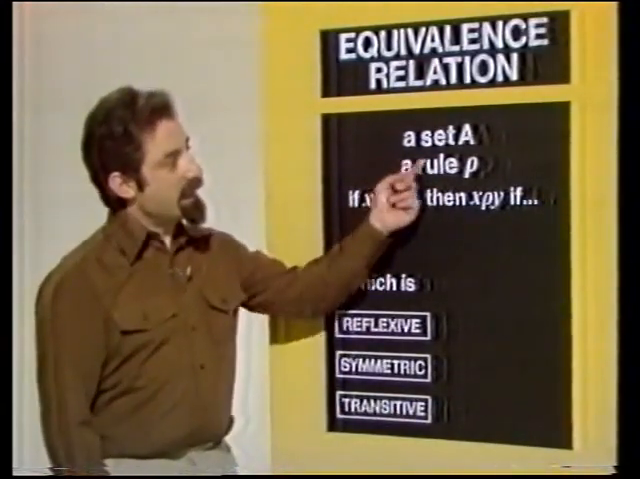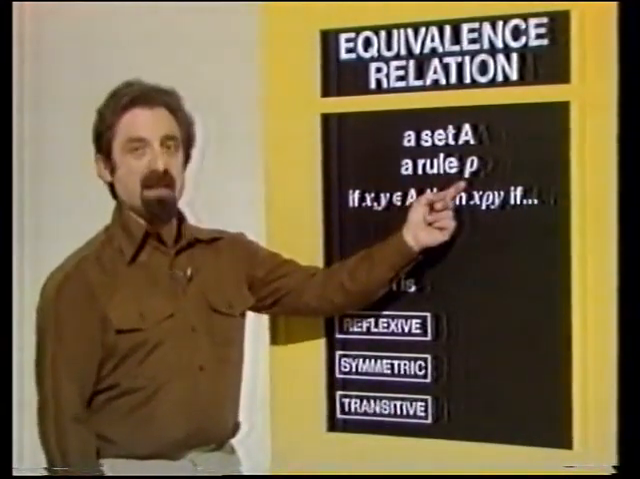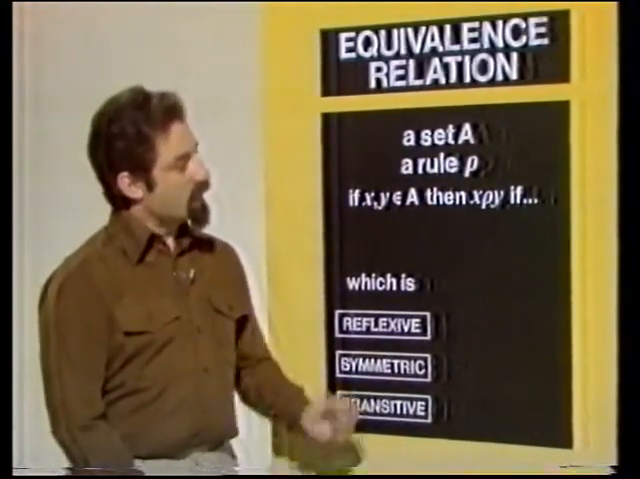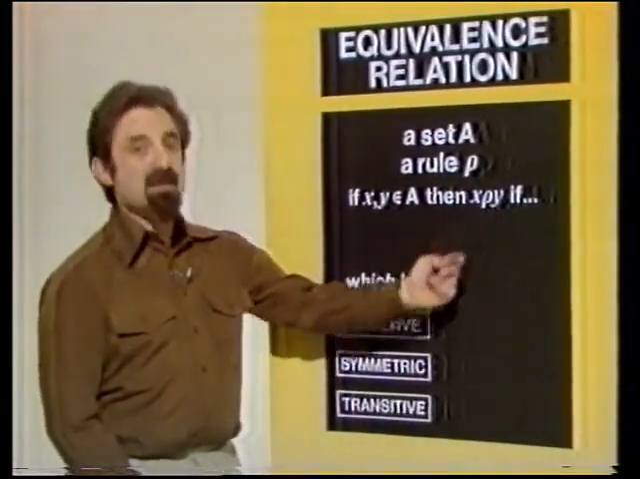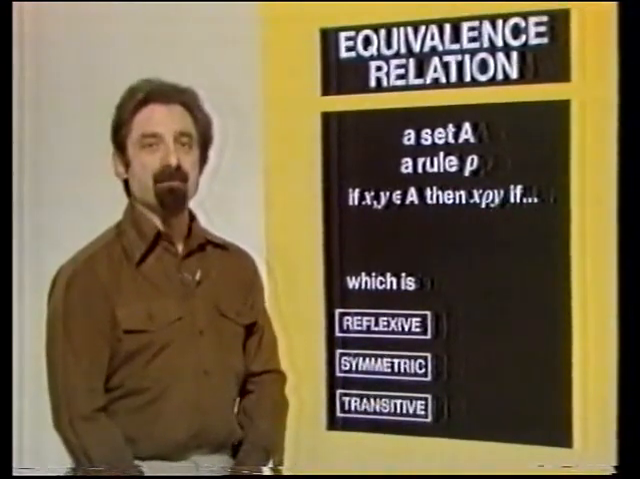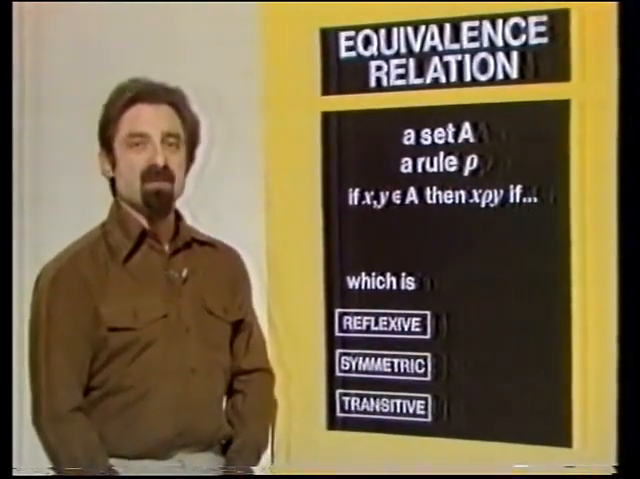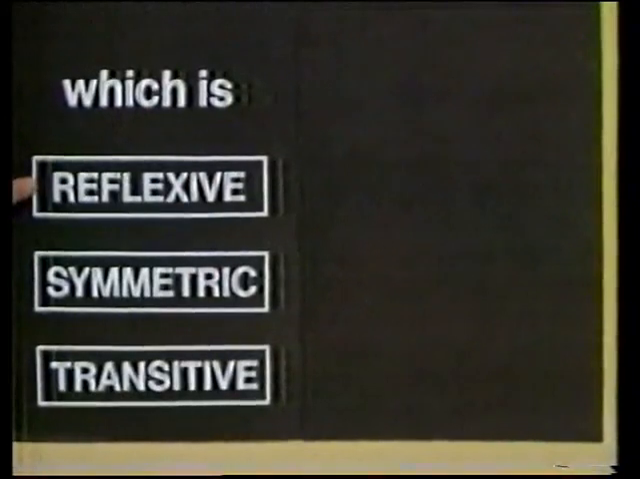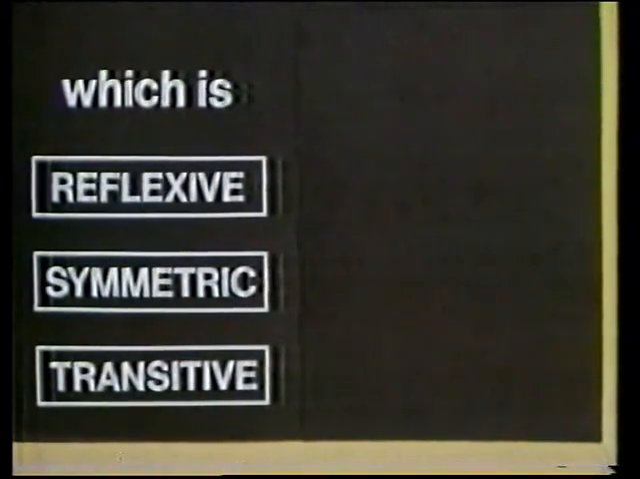It's a set A together with a rule rho relating 2 elements of the set. And we write x rho y to mean that x is related to y. Now the rule has to satisfy 3 important properties. It must be reflexive, symmetric, and transitive, R, S, and T for short. We've given definitions of each of these properties, and we'll look at them in turn.